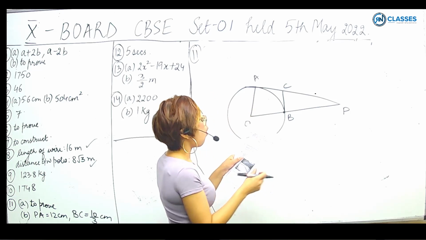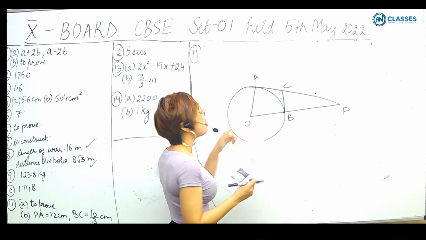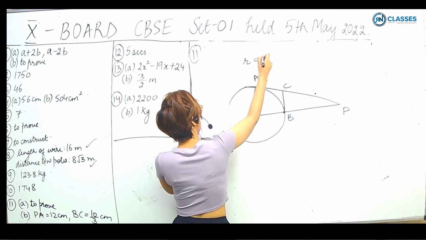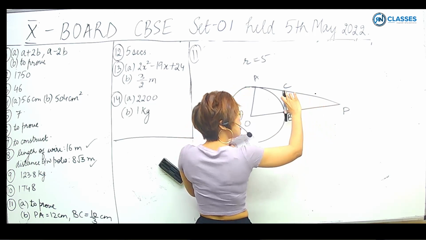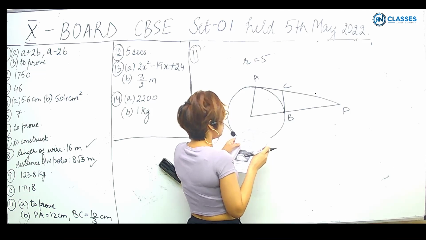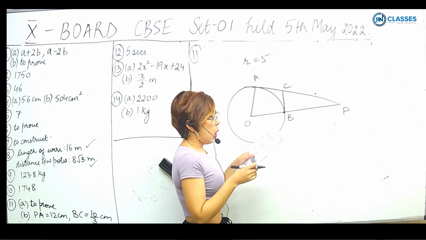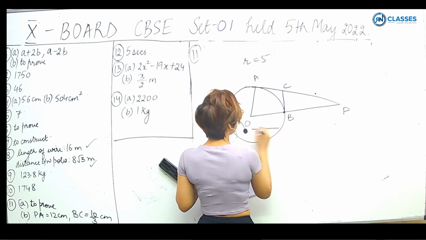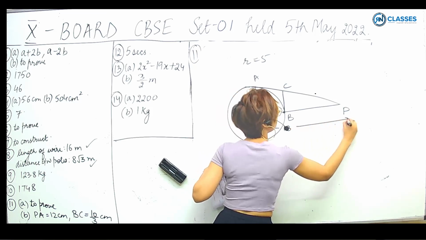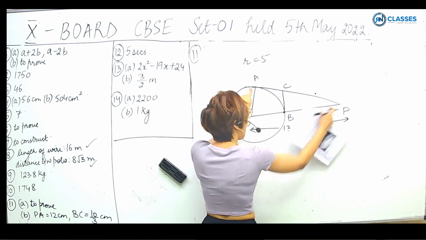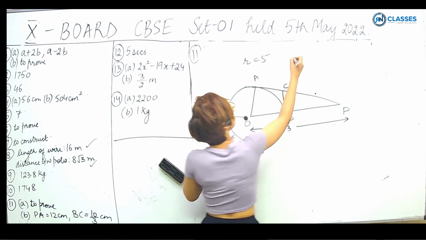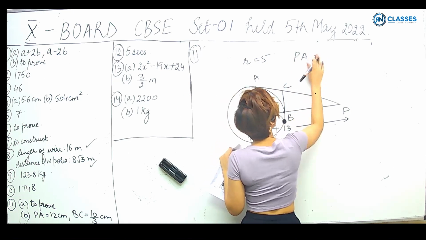Now he says O is the center of the circle with radius 5. So radius is 5. PA is the tangent and BC is the tangent at A and B respectively. Obviously, OP is 13, so this length is 13, right? He said find the length of tangents PA and BC. Okay, so I need to find PA and BC.